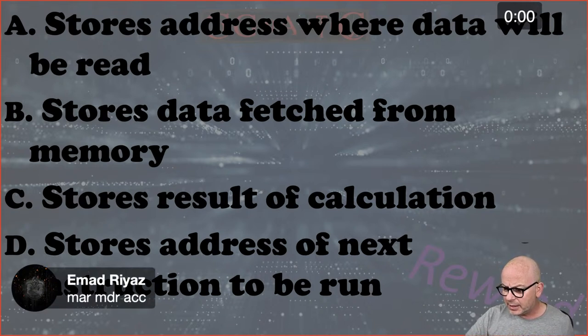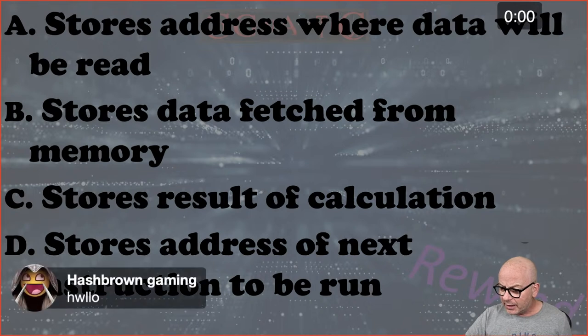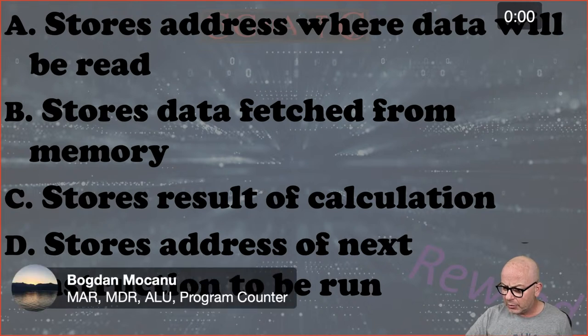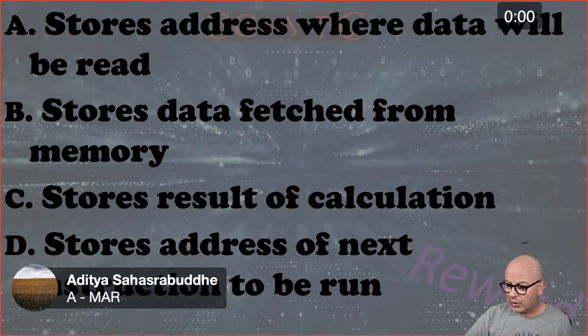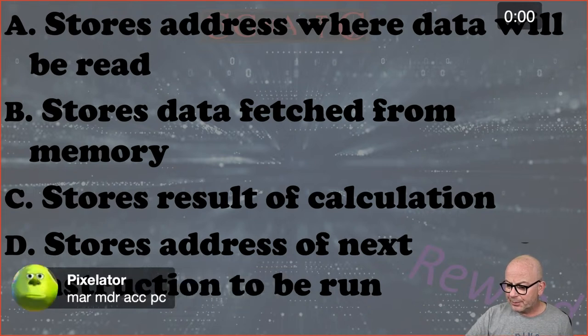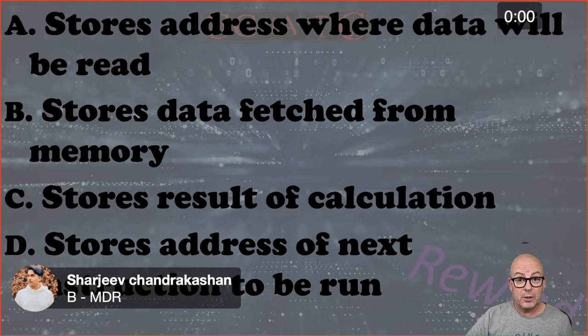MAR, MDR, ACC. Hash Brown saying hello again. Bogdan, MAR, MDR, ALU, program counter. Hi Bogdan, nice to see you. We have got Aditya who's saying A is MAR. We've got the Pixelator who's in with MAR, MDR, ACC, PC. And we've got R. Kelly's son, who is A is M-A-R. And hi to you. And we've got Sharjeev as well.